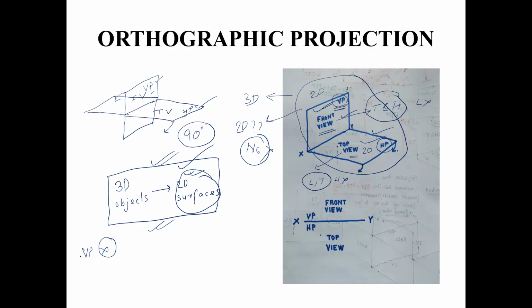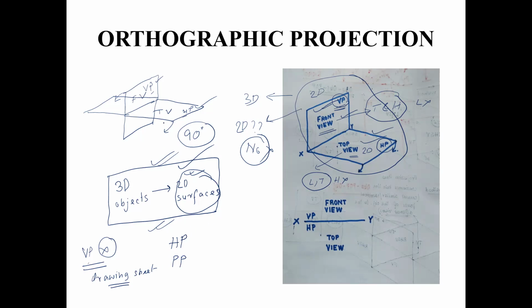The rule says that the vertical plane cannot be rotated. This is just a convention. Vertical plane is assumed to be the drawing sheet. So vertical plane cannot be rotated. Everything else can be rotated. So you can rotate the horizontal plane if required. If required, you can also rotate the profile plane. Profile plane I have not considered here. I will consider it later on.